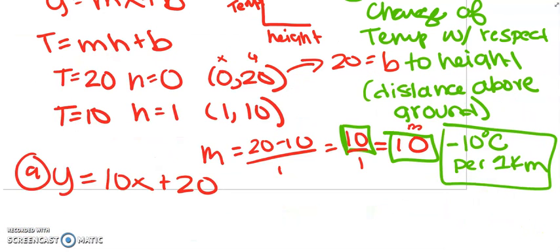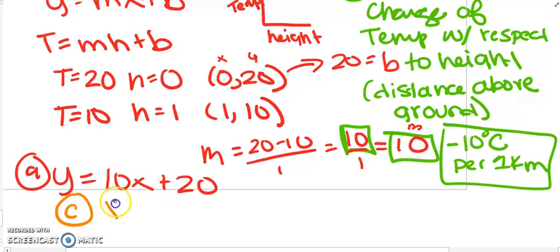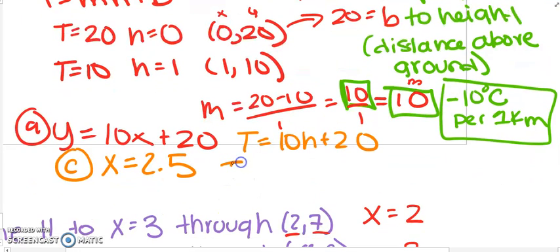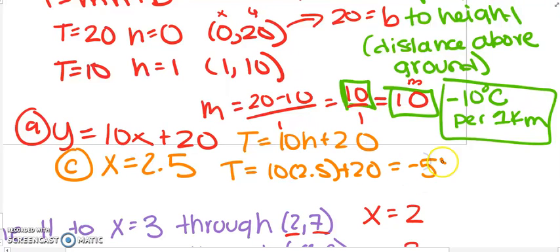And then C says, what is the temperature at a height of 2.5 kilometers? Well, that's going to mean our x is going to be 2.5, which was really our h, right? So we could have written T equals 10h plus 20. I'm going to plug that in, and I have T equals 10 times 2.5 plus 20, which is negative 5 degrees Celsius. Don't forget your units.